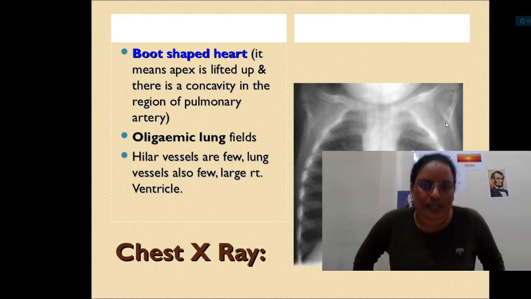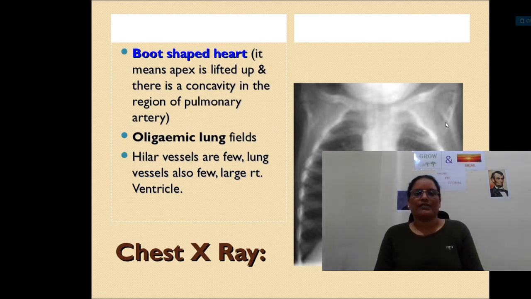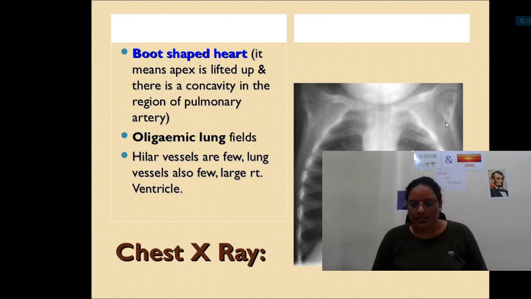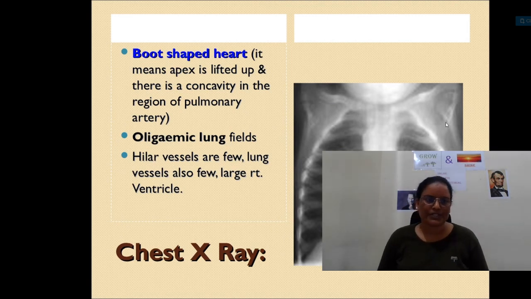Then boot shaped heart, because the shape of the right ventricle is different from the normal, that's why the apex is lifted up and there is a concavity in the region of the pulmonary artery. Then oligemic lung fields, hilar vessels are few, lung vessels are also few, and the right ventricle is large. Oligemic lung means the total volume of blood is reduced here. Hilar, the meaning of hilar is little vessels or few vessels.